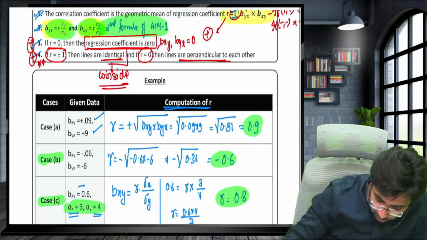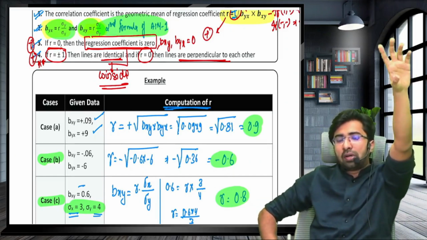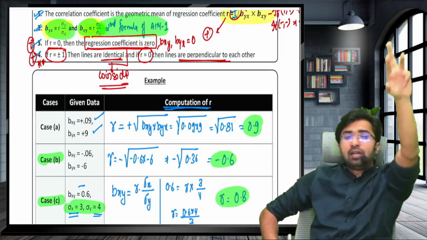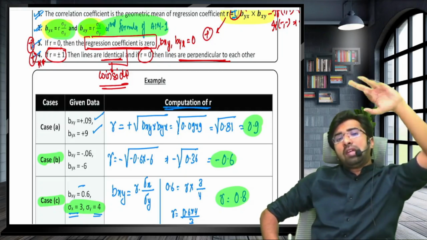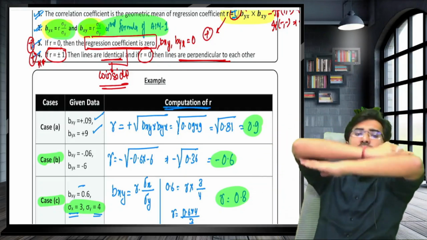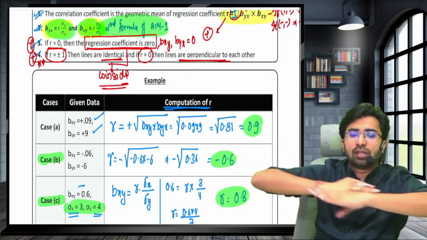Can you hold these two relations? If r is equal to 0, the lines are perpendicular, and if r is equal to +1 or -1, the regression lines are identical. Sir, what do you mean by identical? They look exactly the same. Guys, they coincide, they overlap each other.